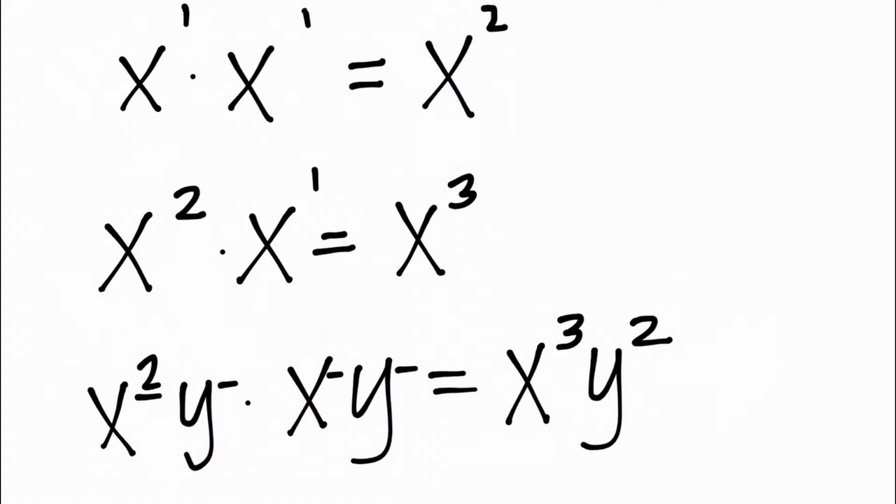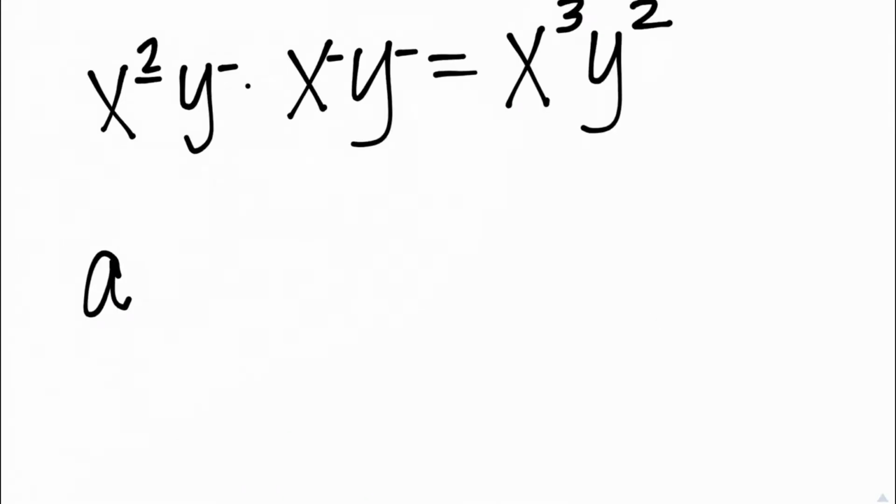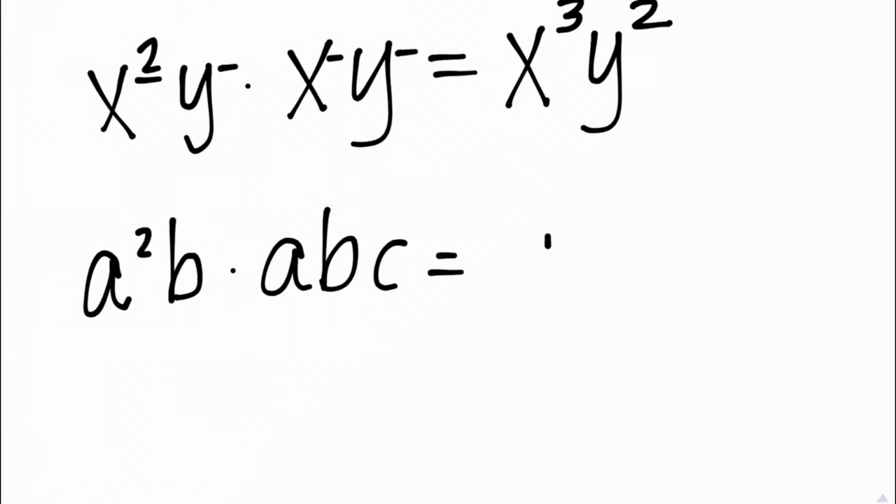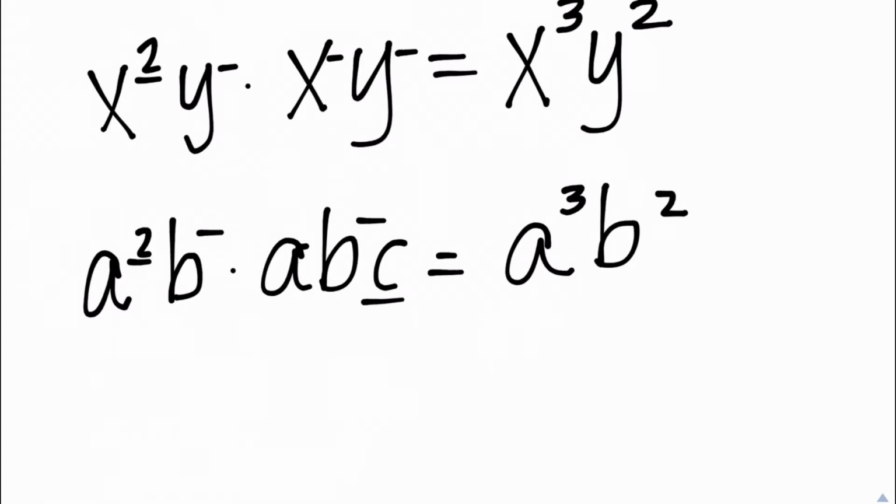Now, each variable carries its own exponent, so we don't add up the exponents for two different variables, okay? Let's just do one more example. A squared b times abc. We start with a, 2 plus 1, 3, 1 plus 1, 2, and c just has the 1, no other one, so c. Okay, I hope you got that.